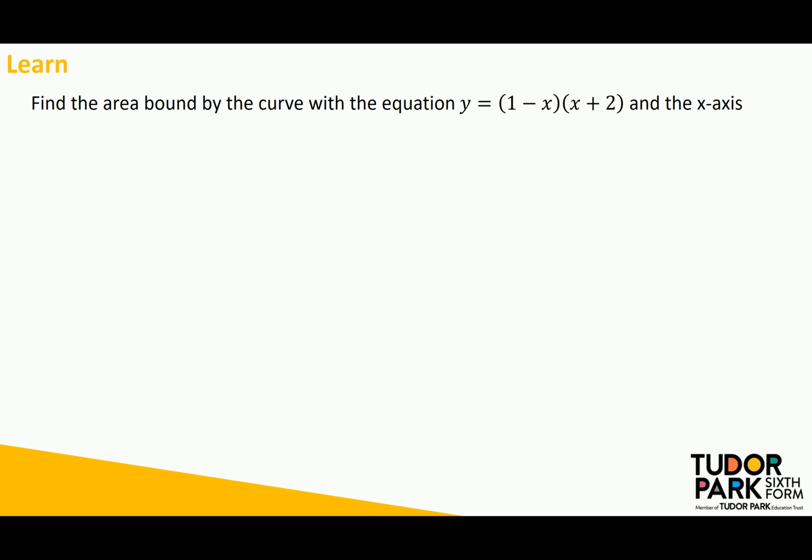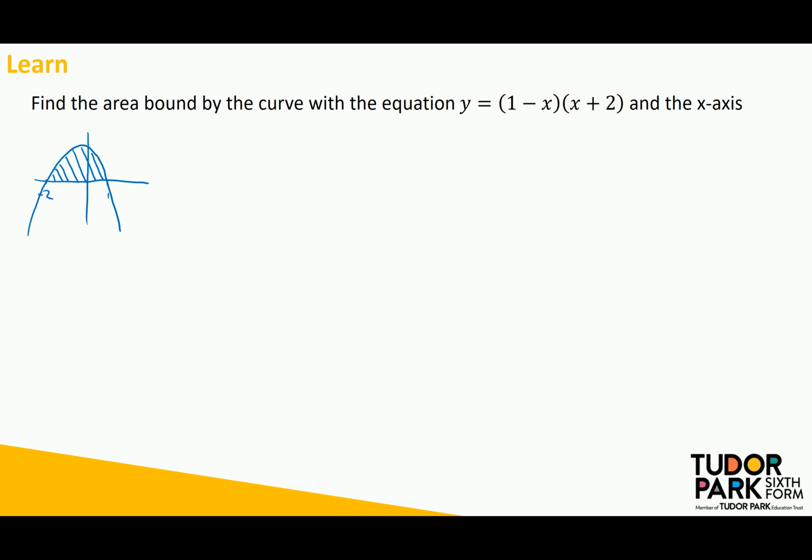So obviously the next question is about an area which is bound by a curve and the x-axis. The first thing I'm going to do with this is to sketch it, just so that we know what we're dealing with. I know that's going to be a negative quadratic. I know it's got roots at -2 and 1, so it's going to look something like this. And I'm interested in the region bound by the function and the x-axis. So the only area that's bound, the only area that's enclosed, is going to be this area in here.